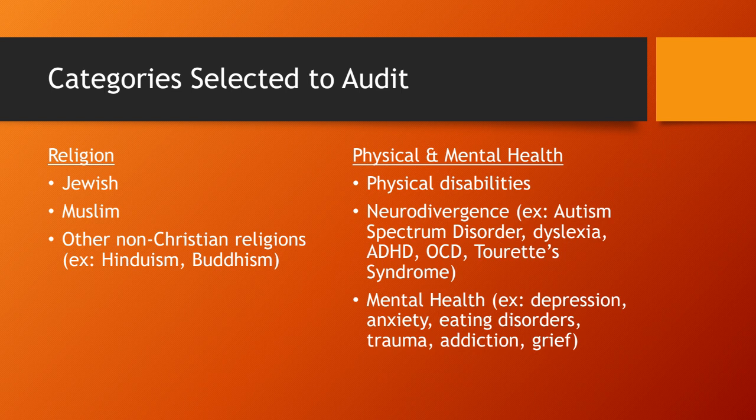Did they have a condition under the neurodivergent umbrella, which includes autism spectrum disorder, dyslexia, ADHD, OCD, and Tourette syndrome? And did they have any sort of mental health conditions such as depression, anxiety, eating disorders, trauma, addiction, and grief?